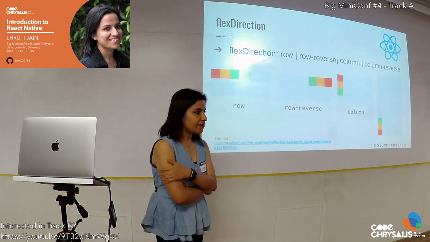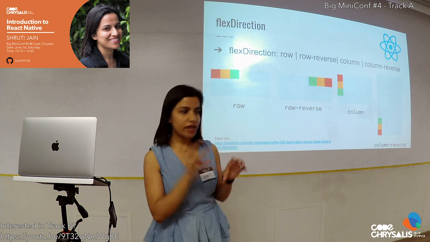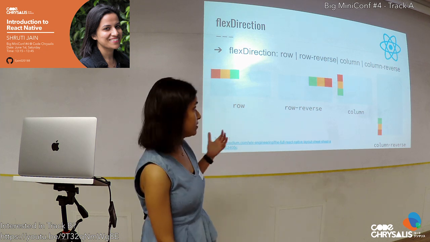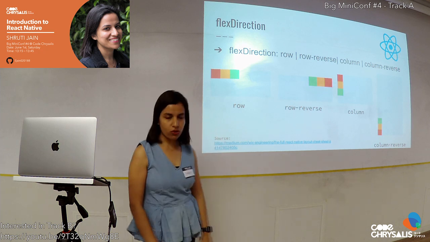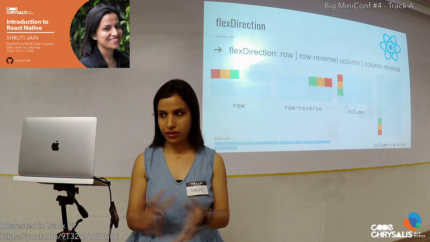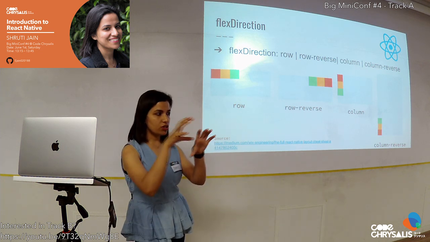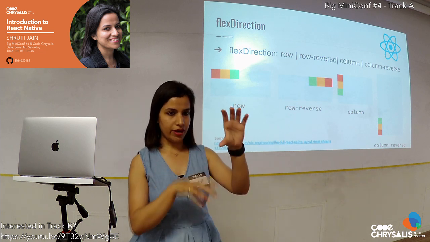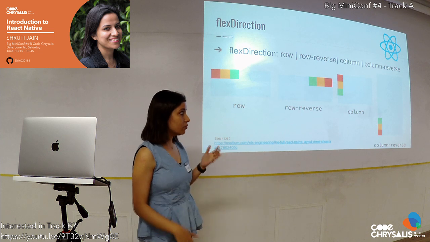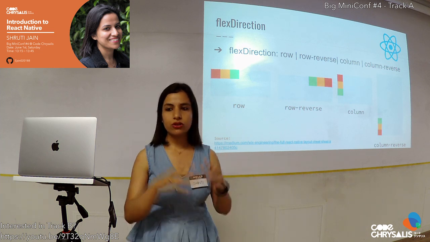With flex direction, you can specify how the child components should be placed within the parent component. If you specify flex direction as row, then all the child components will be in a row one after another. And if you say flex direction as column, then all the child components will be placed like this, one after another. So this is how you can easily place your components within your screen or app.